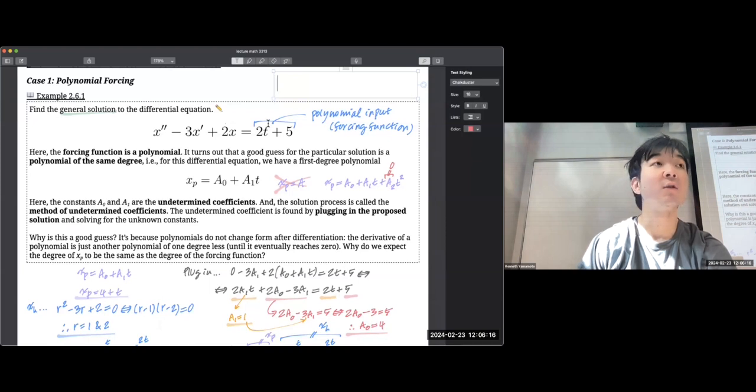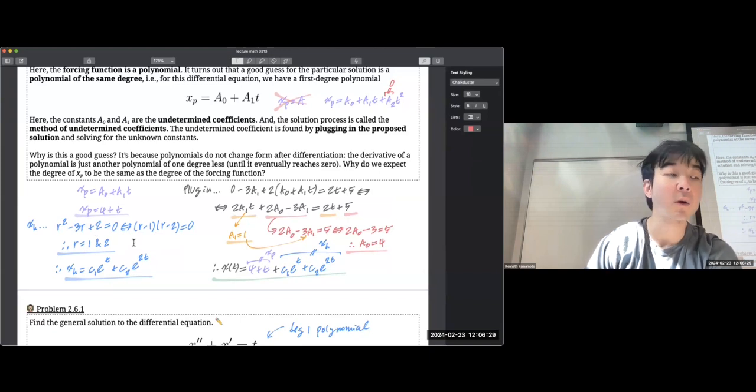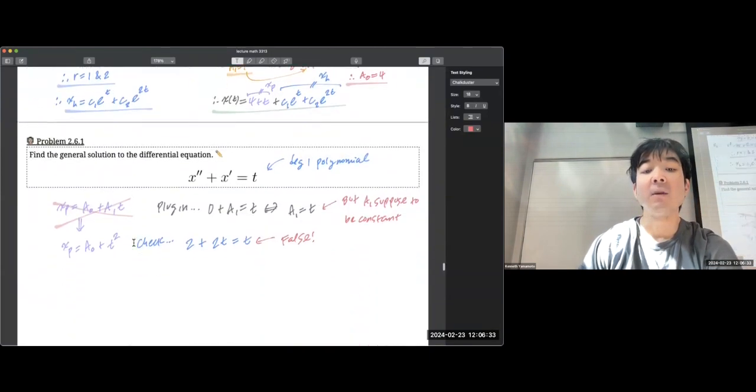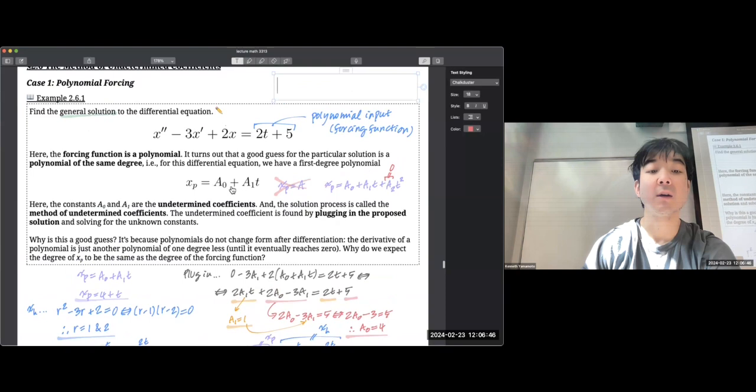And this was, again, no different than the first order case. You just propose the same degree polynomial and you got A0 and A1, and you find A1 and A0, and then you tack on the homogeneous solution, which requires a little bit more work than first order because you have to do the characteristic equation. Now, this is also a first degree polynomial on the right-hand side. So you might propose, again, a general first degree polynomial like A0 plus A1t, just like we had in the first one right here.